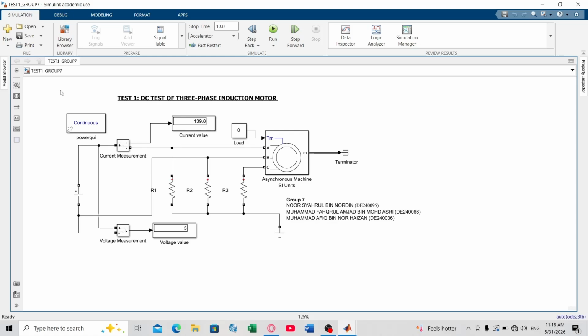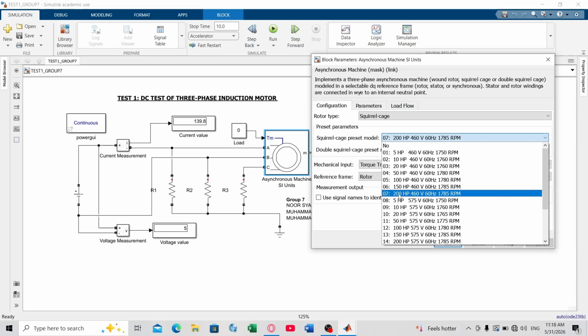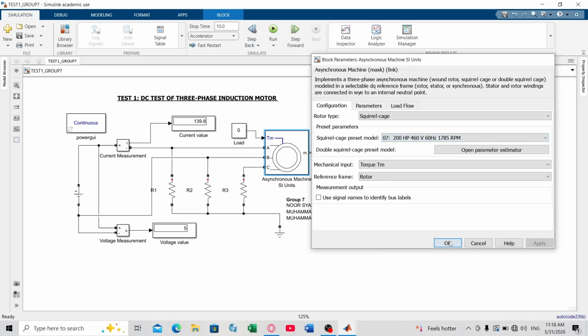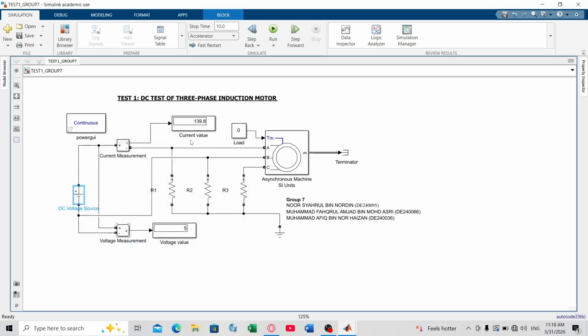So for the DC test of the three-phase induction motor, we are using a synchronous machine as a unit, which is set up as a squirrel cage with the configuration of 075. For the DC volt, we set it to 5 volt. After we run the model, we got the voltage value 5 and the current value as 139.8 ampere. From this, we can get the R value using the equation R equals VDC over 2IDC.